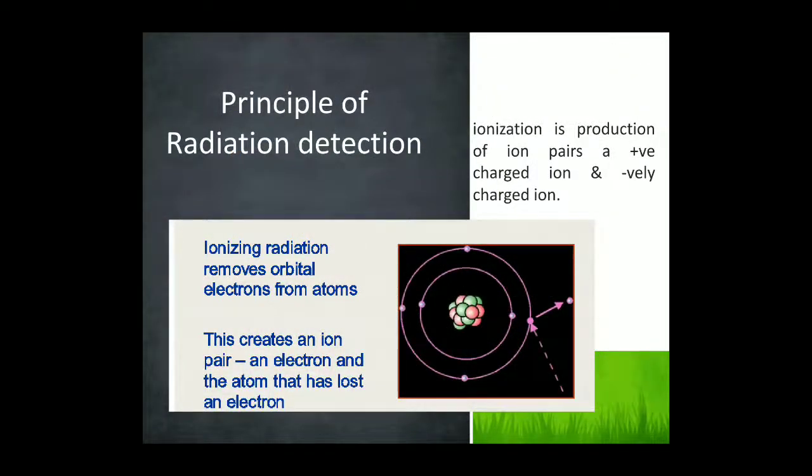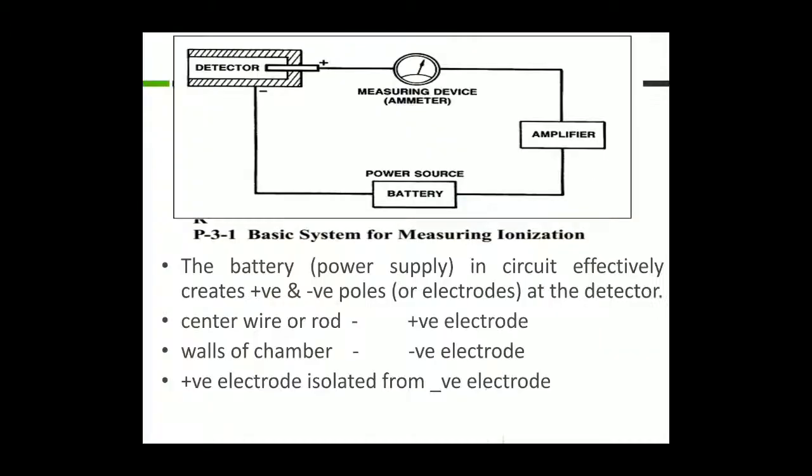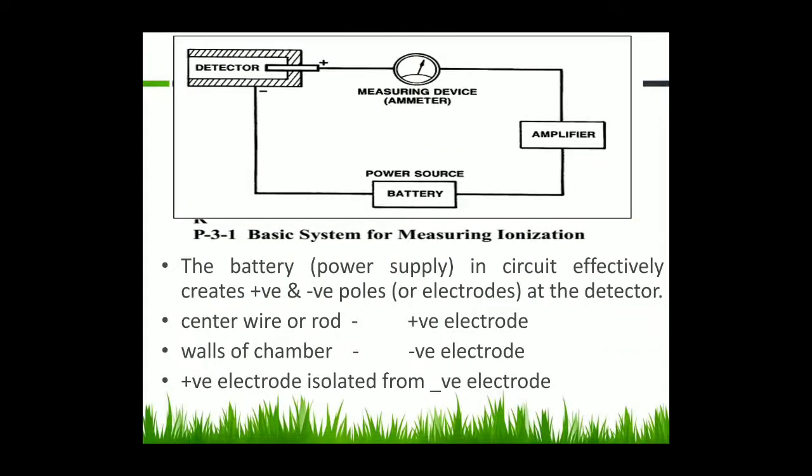Principle of radiation detection. What is ionization? Ionization is the production of ion pairs, one positive and one negative ion. Ionizing radiation has enough energy to remove an orbital electron from an atom, which will create ion pairs. This is the basic system for measuring ionization.